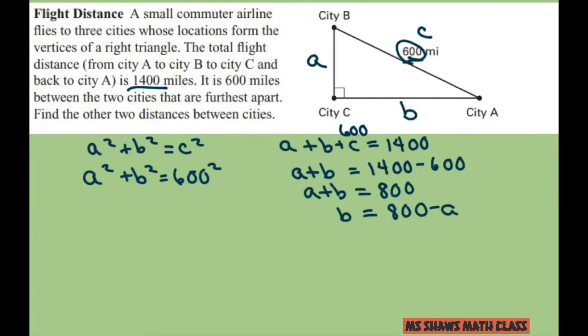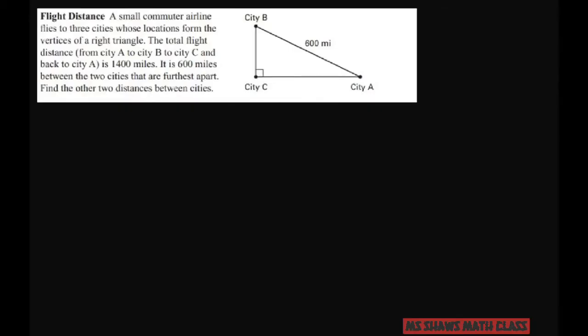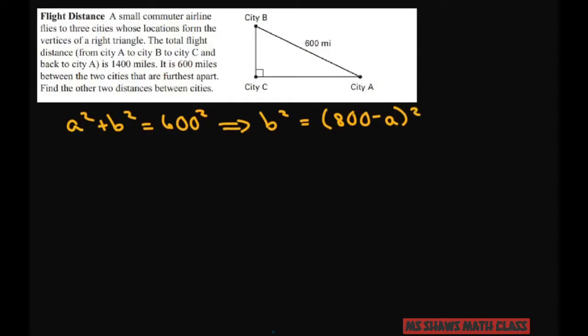minus A. And if I square both sides, you get B squared equals (800 minus A) squared. Now what we're going to do is substitute this B into here, and then we're going to have to use the quadratic formula. So what we have is A squared plus B squared equals 600 squared. We also have that B squared equals (800 minus A) squared. So let's substitute that in, and we're going to get A squared plus (800 minus A) squared equals 600 squared.